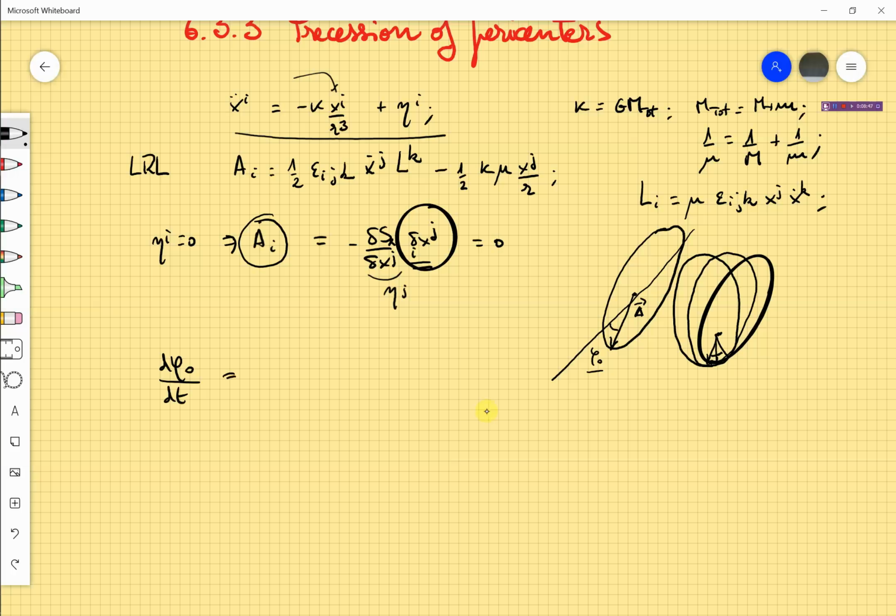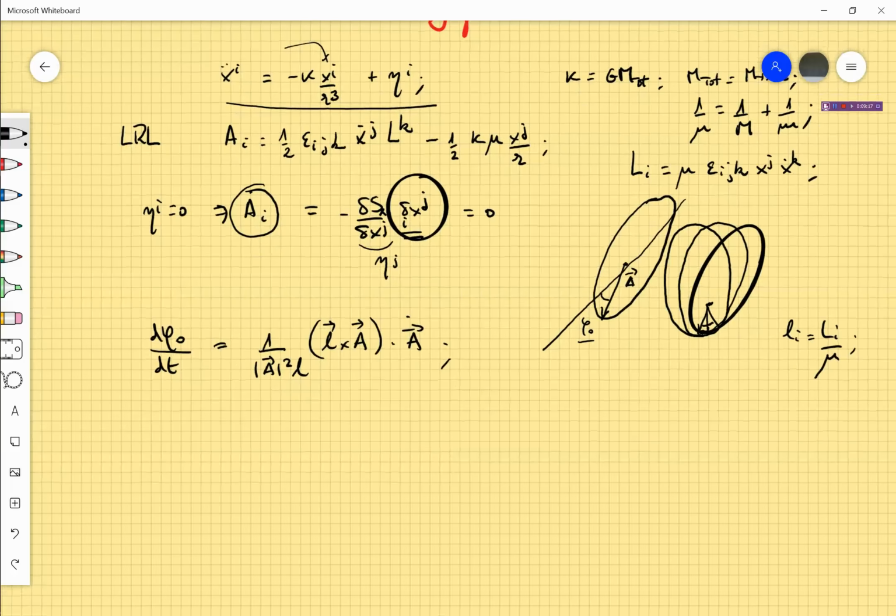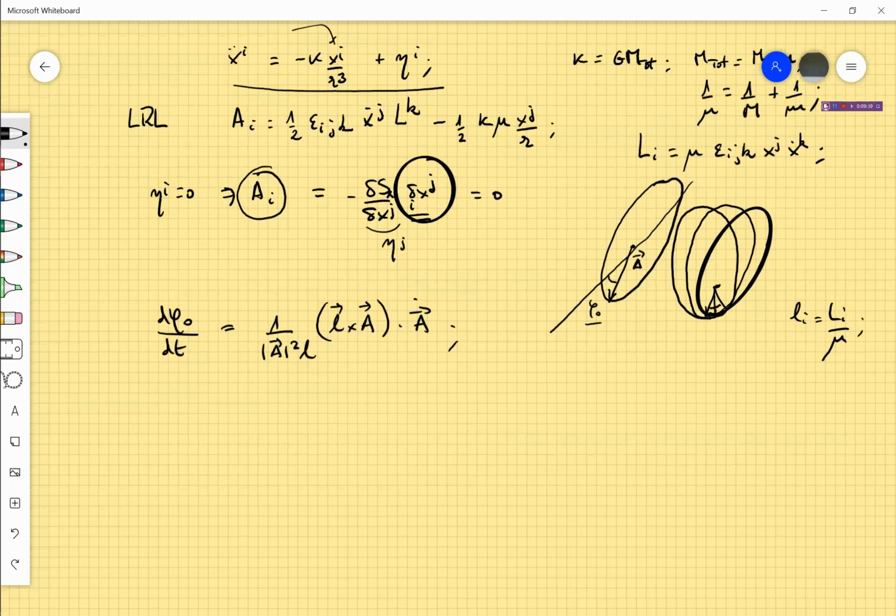And you can easily see that this derivative is nothing but the vector product of this times a dot, where this L_i is L_i divided by mu, so the angular momentum per unit mass.